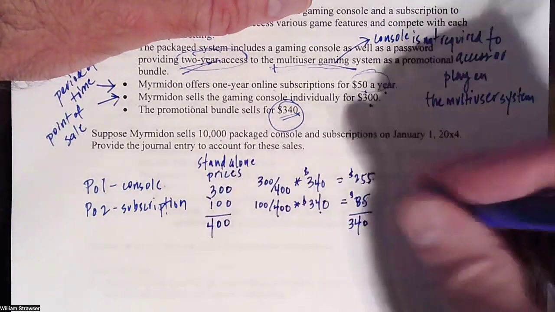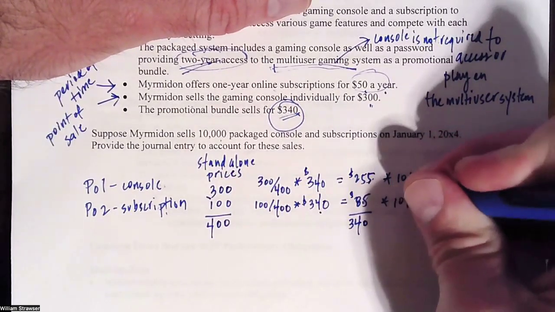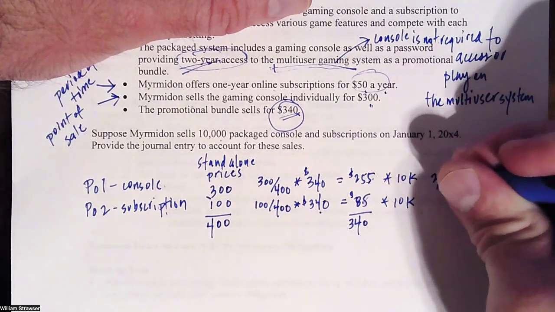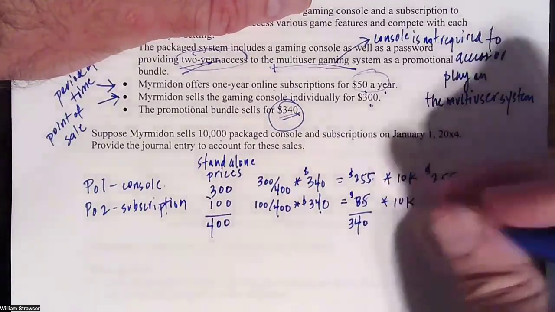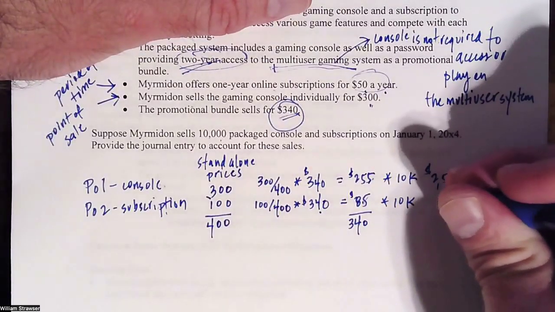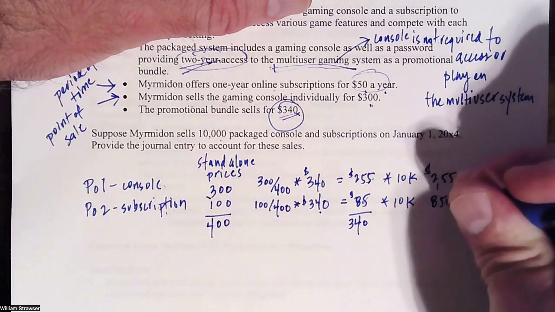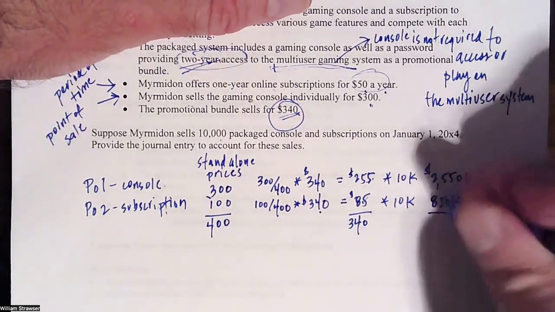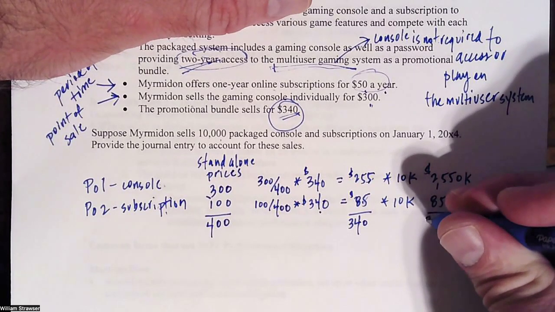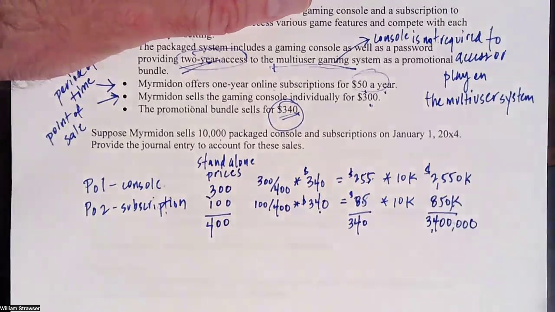If we sold 10,000 of these, then we're talking about 2,550,000 for the console in total and 850,000 for the subscription in total. And again, this should total out to the total revenue we need to recognize here, which would be the transaction price times 10,000, the units we sold.